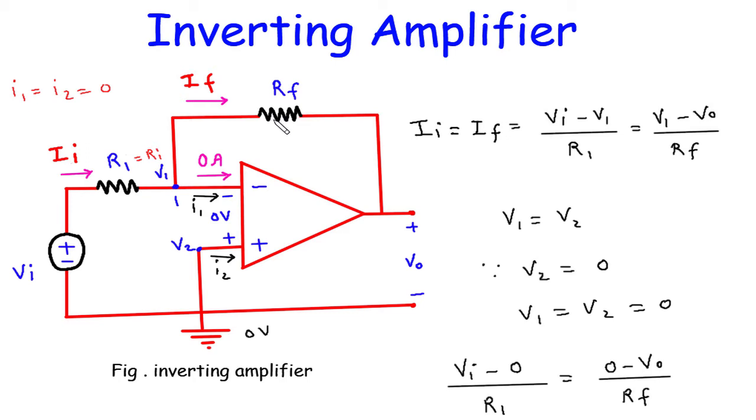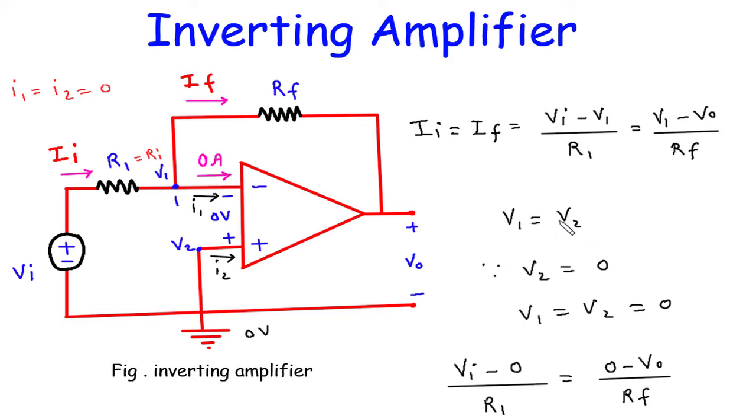We know that an ideal op-amp has infinite input impedance due to which the currents flowing into its input terminals are 0. That is, I1 is equal to I2 is equal to 0. Thus, Ii is equal to If is equal to (Vi minus V1) divided by R1 is equal to (V1 minus Vo) divided by Rf. Also, in case of an ideal op-amp, V1 is equal to V2.